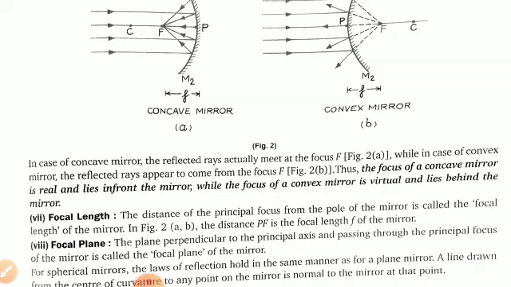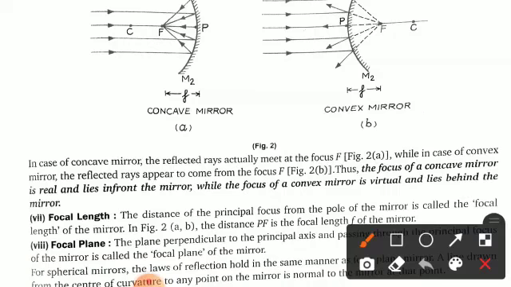Now we talk about focal plane. The plane perpendicular to the principal axis and passing through the principal focus of the mirror is called the focal plane of the mirror. Here you can see this is your focal plane, passing through the principal focus, and this plane is perpendicular to the principal axis also.